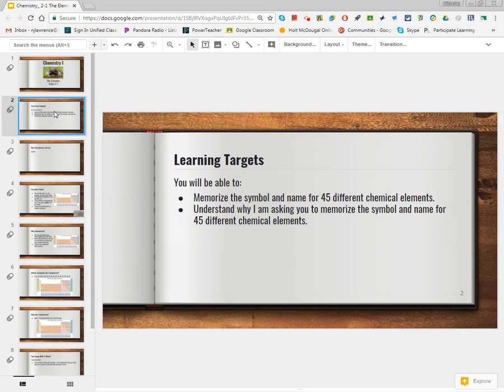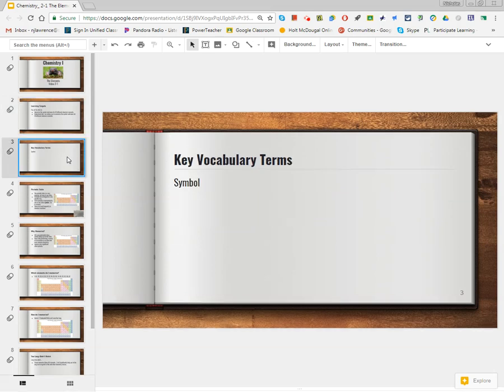In this video, you're going to see the 45 different chemical elements you're going to need to memorize for a mastery quiz that will be coming up in about a week. And then you're also going to understand why you need to memorize those 45 different chemical elements. The only key vocab term here is the word symbol.